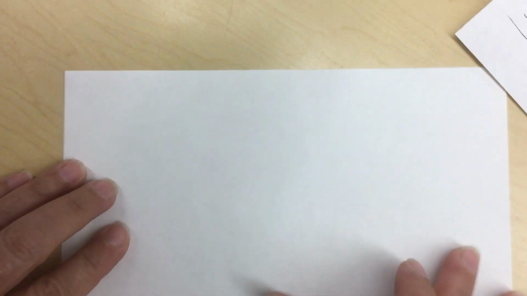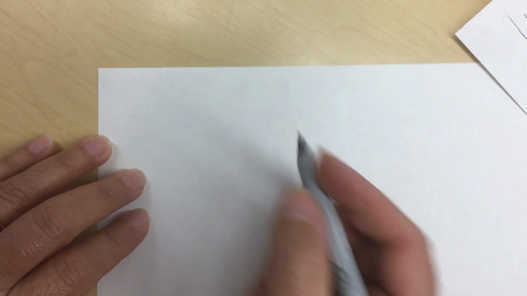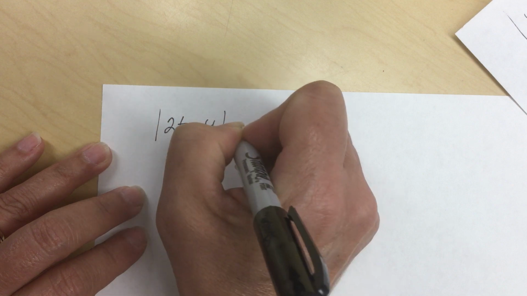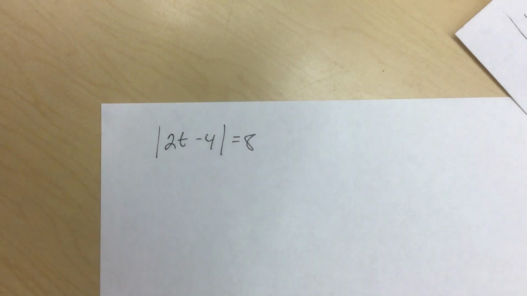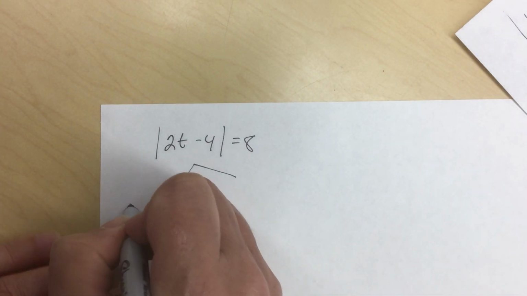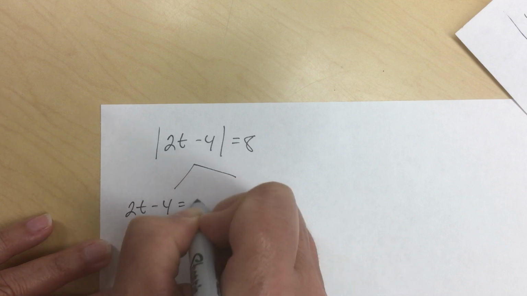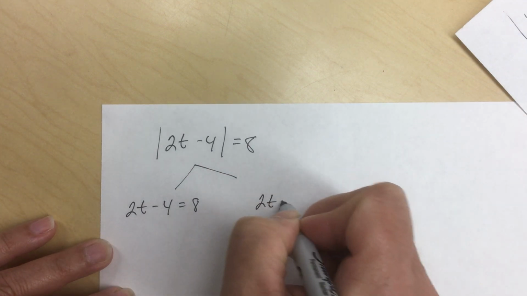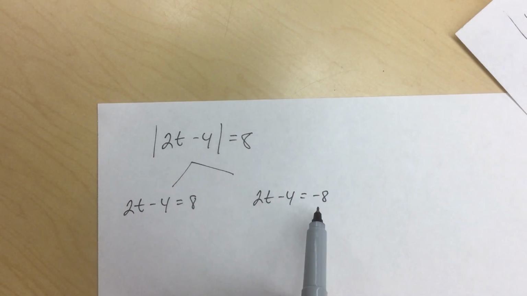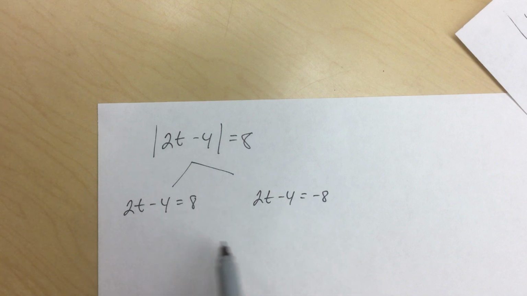Okay, so another example. Oh, no, let's do this one. 2t minus 4 is equal to 8. So the absolute value of 2t minus 4 is equal to 8. I'm on page 102 in your workbook, kind of in the middle where it says check. So you're going to break this up into two. So you're going to have 2t minus 4 equals 8. And 2t minus 4 equals -8. You're not going to change anything except the number on the outside. You're just going to change the sign. 2t minus 4 stays exactly the same.